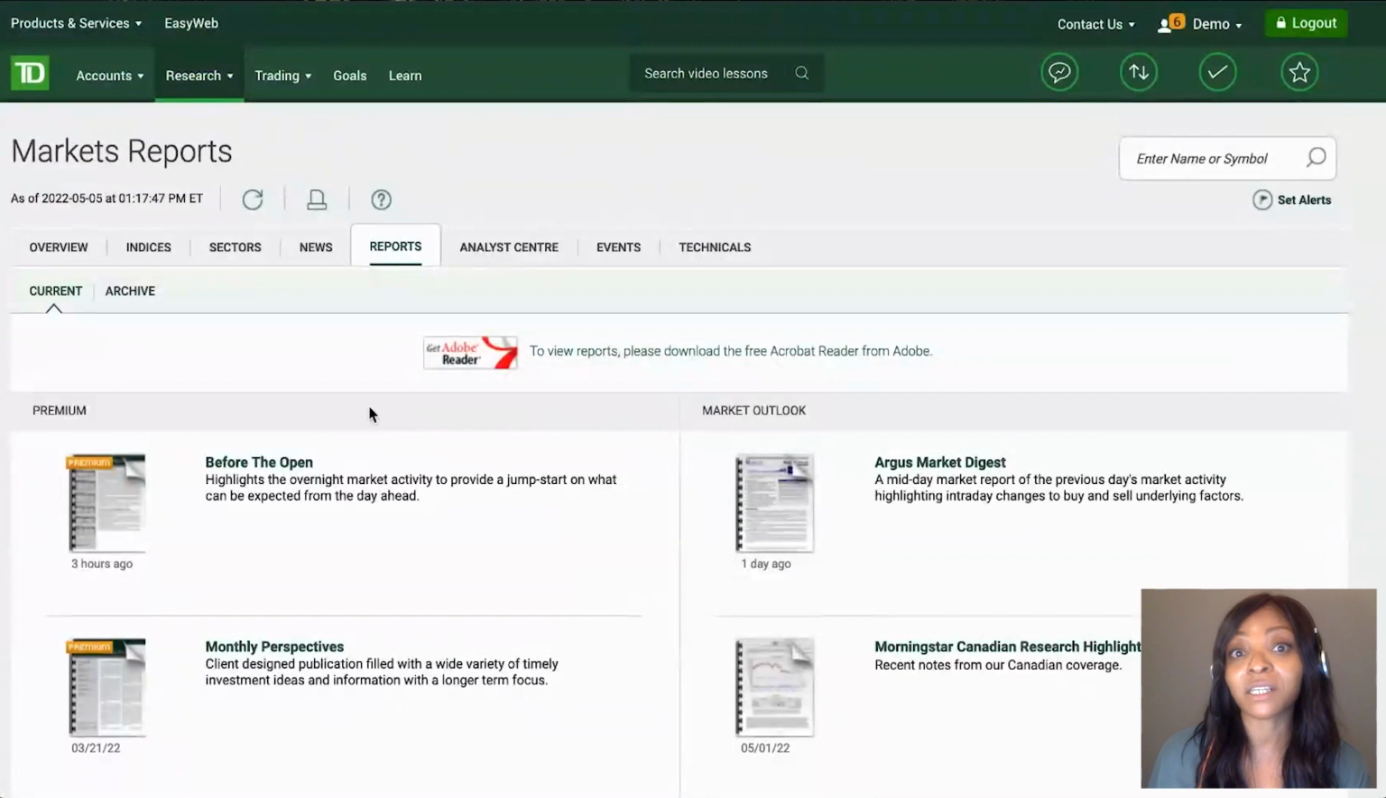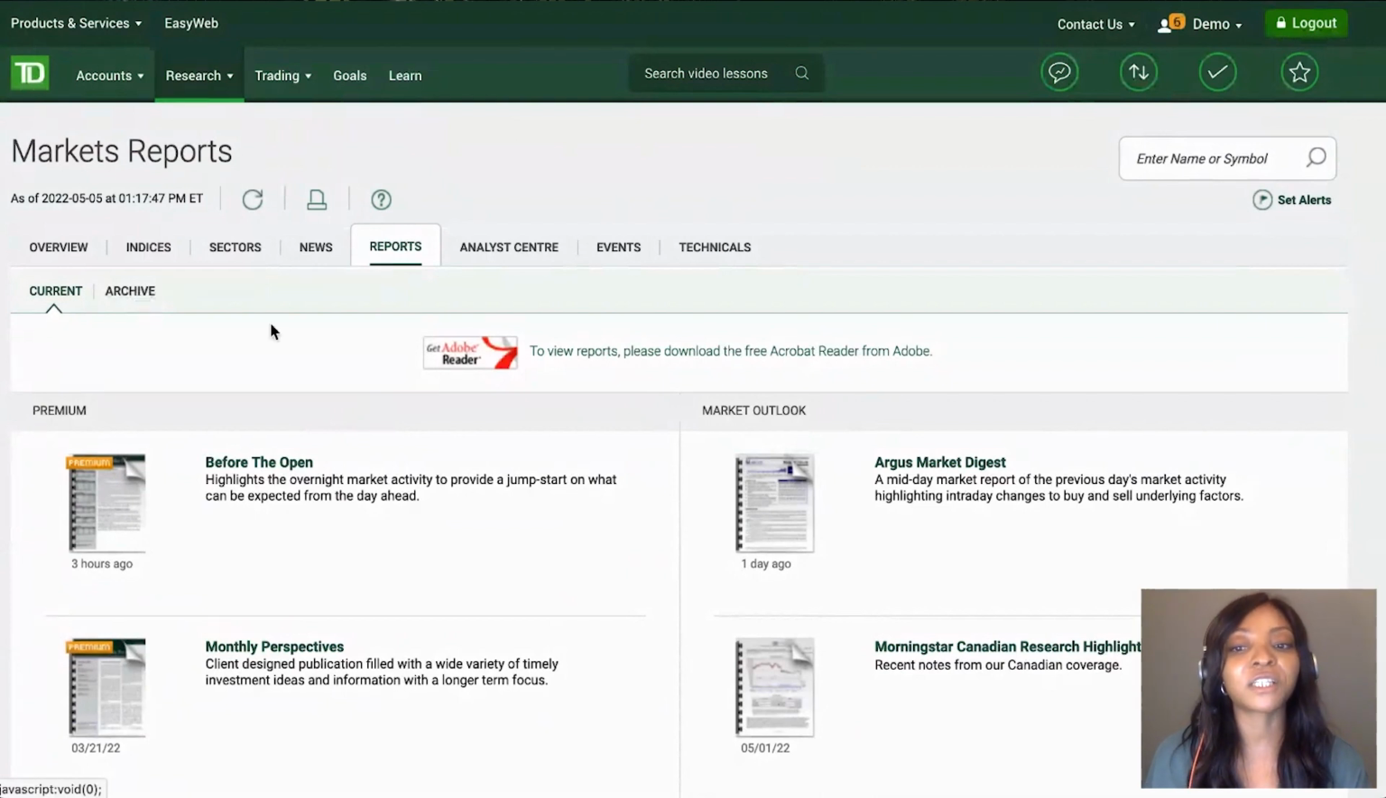So if you want to see the most up-to-date information, you would be on the tab that says current. But if you're looking for a trend, and let's say you're looking at a report that is published weekly and you want to see a trend for the last few weeks, you can actually pull up the archived version of these reports. So you do have access to that.